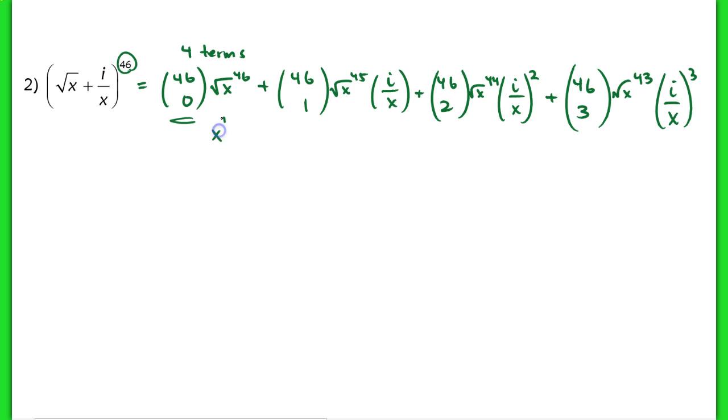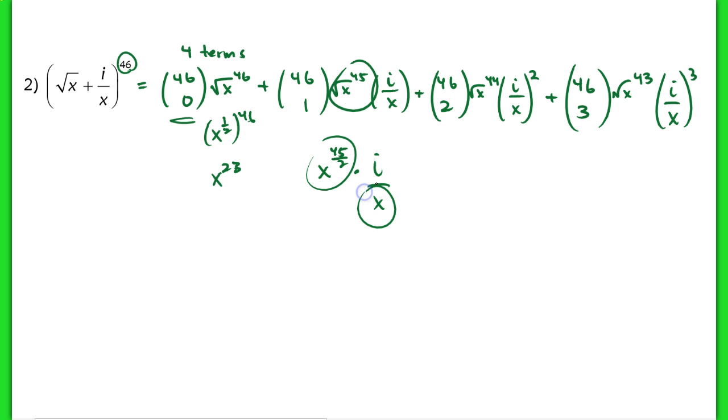So this is x to the 1/2 to the 46, so that would become x to the 23rd. Here we'd have x to the 45 halves multiplied by i over x. Now, since we have the same base here, we can simply subtract exponents. So 45 halves, and this is to the first power, so we're going to take 45 halves minus 1, so 2 halves, is 43 halves. So we have here x to the 43 halves multiplied by i.